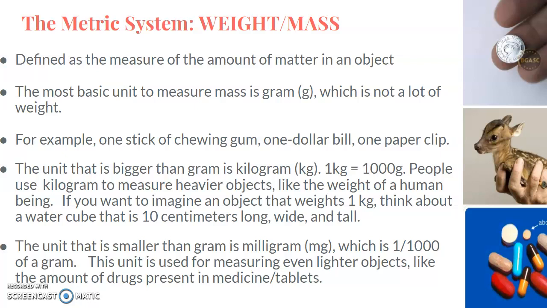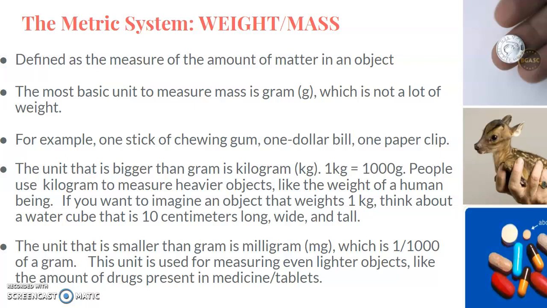But if you were going to measure something heavier, like a sack of potatoes or other vegetables or your own weight, you would use kilograms. And this is what you would use to measure something that's more lifelike or heavier. And to be exact, if you want to think about something that's 1 kilogram, think about a cube that's 10 centimeters long, wide, and tall, and is filled with water. That would probably weigh about 1 kilogram.